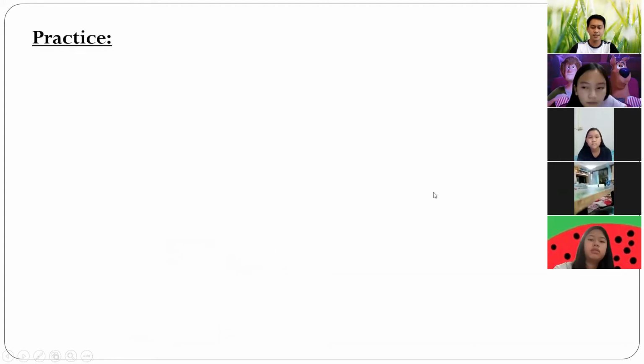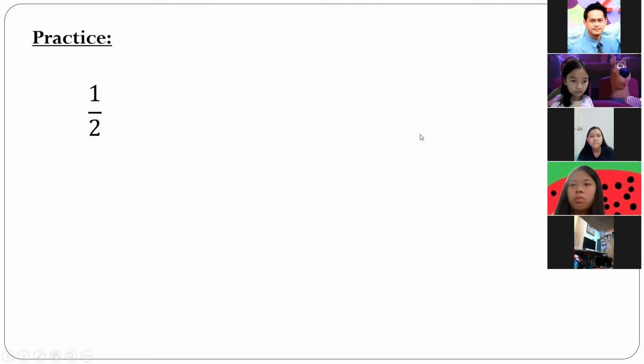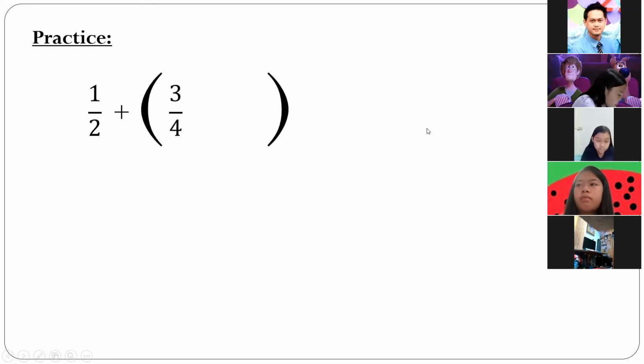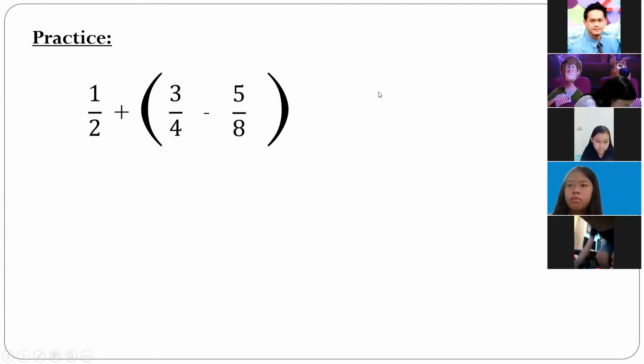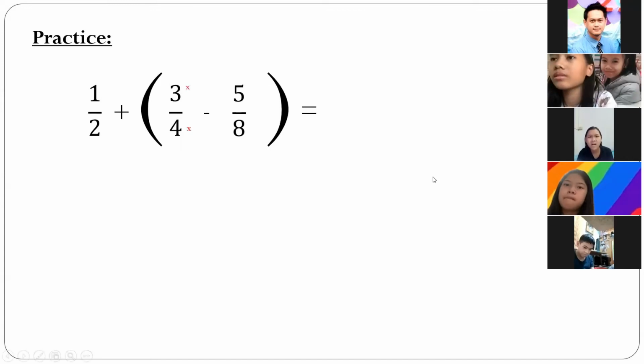So let's practice. Bring out your paper and pen or paper and pencil. Ready? Okay. 1/2 plus, open and close parentheses, 3/4 minus 5/8. What is your answer? Okay, let's check.